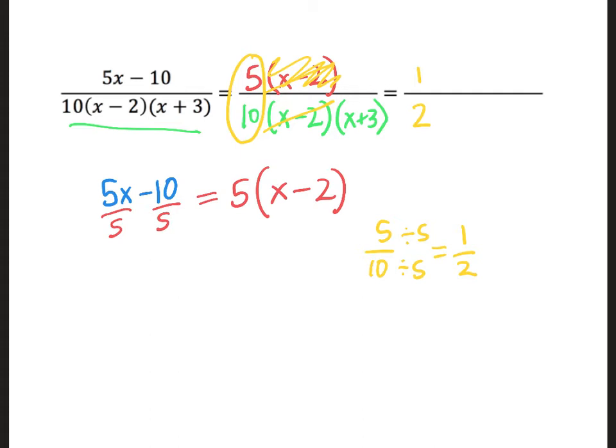On the bottom, we have 2, and then we have x plus 3. Again, remember we got 2 because we divided that 10 by 5. So my final answer would be 1 over 2 times x plus 3.